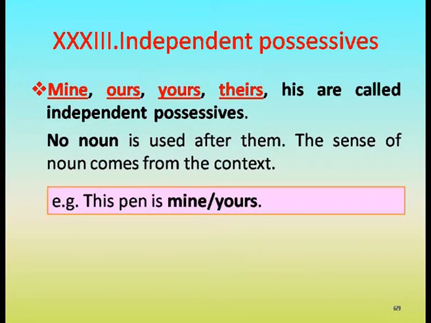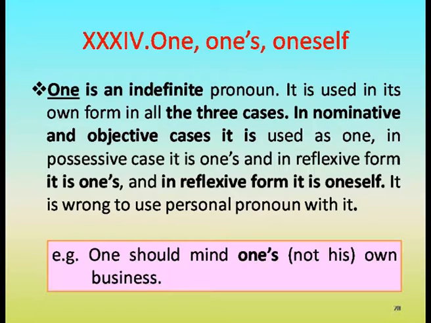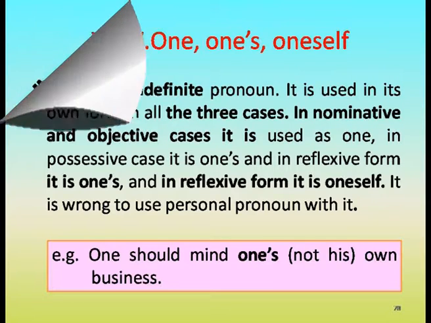Independent possessive. Mine, ours, yours, theirs, his are called independent possessives. No noun is used after them. The sense of the noun comes from the context. One is an indefinite pronoun. It is used in its own form in all three cases. In nominative and objective cases, it is one's, and in reflexive form, it is oneself. It is wrong to use a personal pronoun with it. One should mind one's, not his, own business.